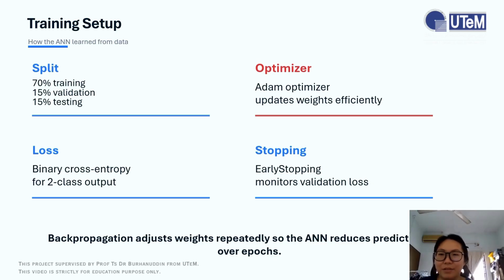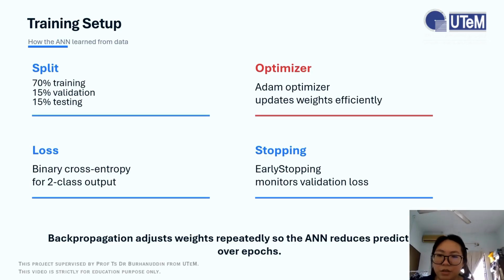In this slide, I will explain the training setup used for our artificial neural network model. Before training the model, the dataset was divided into 3 parts. We used 70% for training, 50% for validation, and 15% for testing. The training set was used to teach the neural network and update its weights. The validation set was used to monitor the model performance during training, while the testing set was reserved for the final validation. After splitting the dataset, we apply feature normalization using StandardScaler. This step standardizes the input values so that all features are on a similar scale. Normalization helps the neural network learn more efficiently and improve training stability.